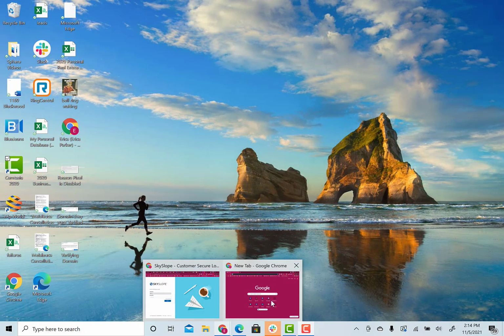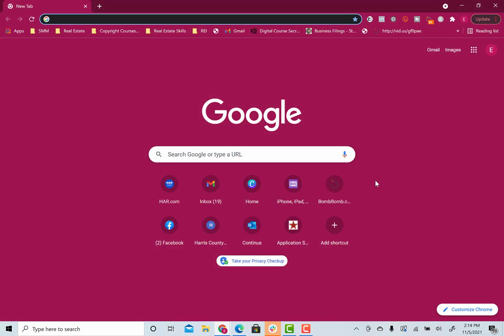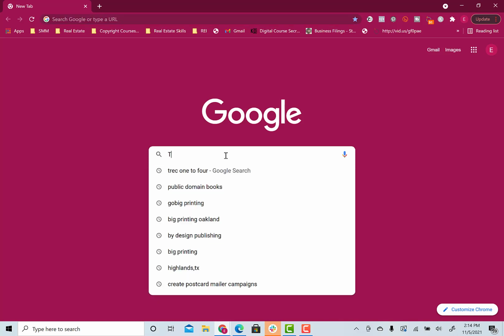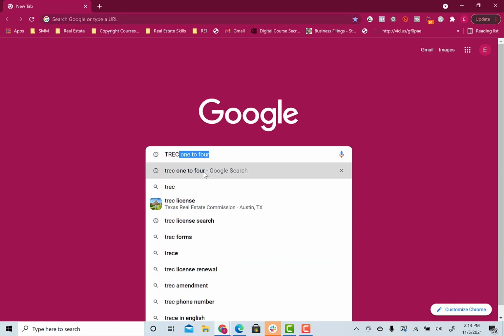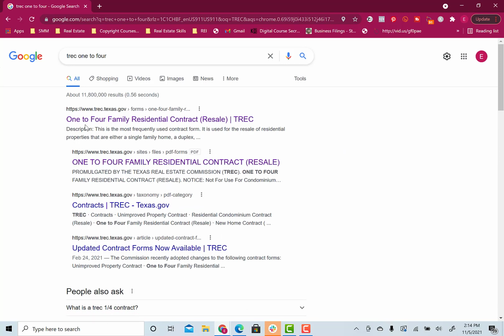Okay guys, so I'm going to show y'all how to fill out the TREC contract today and explain some of the terms and conditions that are in there. So first you will go to Google and type in TREC 1 to 4. That's just the easier one. So you're looking for the 1 to 4 family residential contract resale TREC. It should be the first one that pops up.